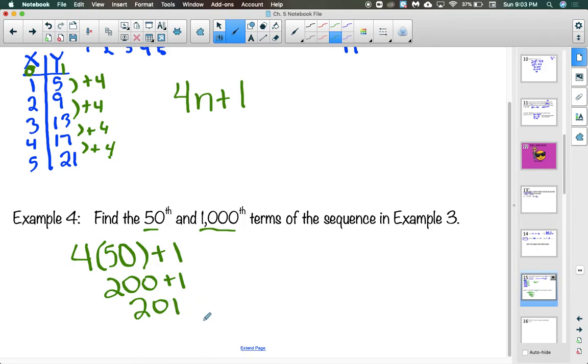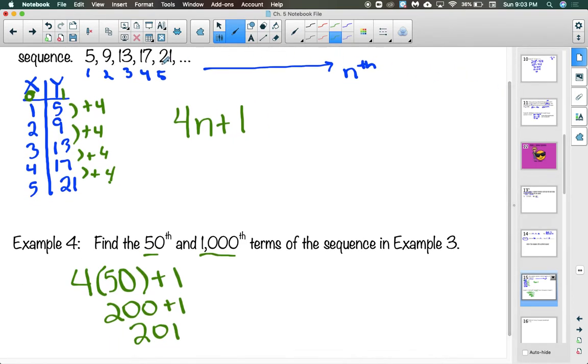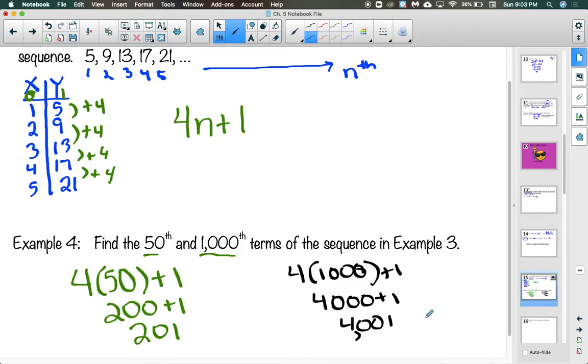You could check me. You could test it. You could go up to my sequence and just keep adding 4 each time to see if you get to the 50th term. But I'm telling you, this is a much faster way. I want to try the 1000th term now. I'm going to change colors here. The 1000th term, 4n plus 1, substitute 1000 in for n. 4 times 1000 is 4000. Add the 1 and you get 4001. So the 1000th term of that sequence is 4001.